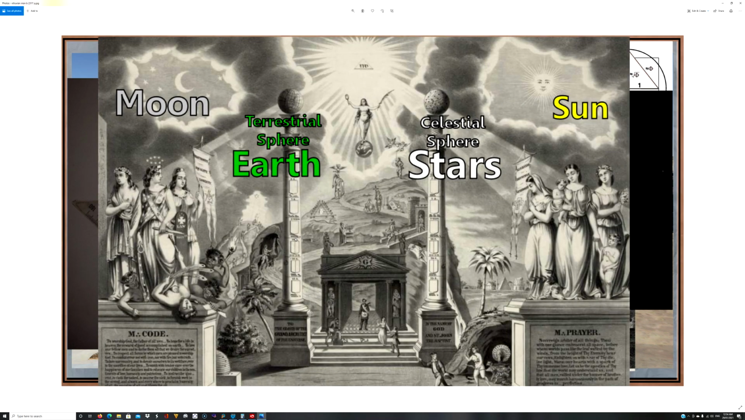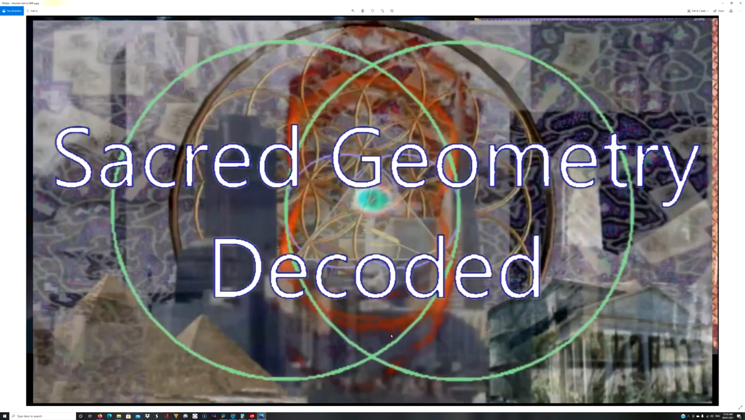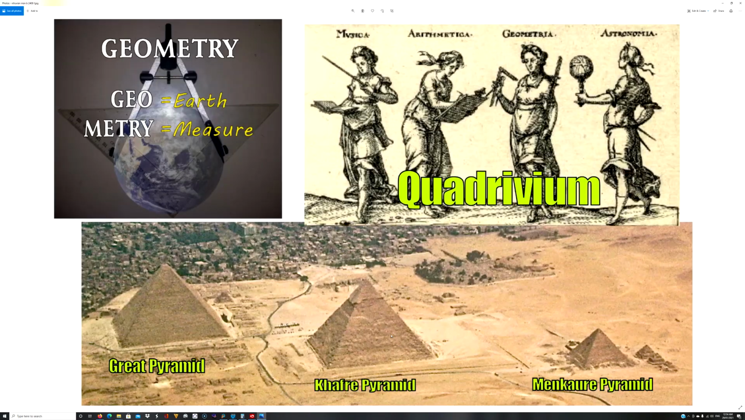So when we look across all esoteric symbolism, what you'll always see is the sun, the moon, the earth, and the stars. And so, for instance, in this tracing board, we have the sun, we have the moon, we have the two columns, and there's always the terrestrial sphere, the earth, and the celestial sphere, the stars. Sun, earth, moon, and stars. Okay, geometry. Now the quadrivium: music, arithmetic, geometry, and astronomy.